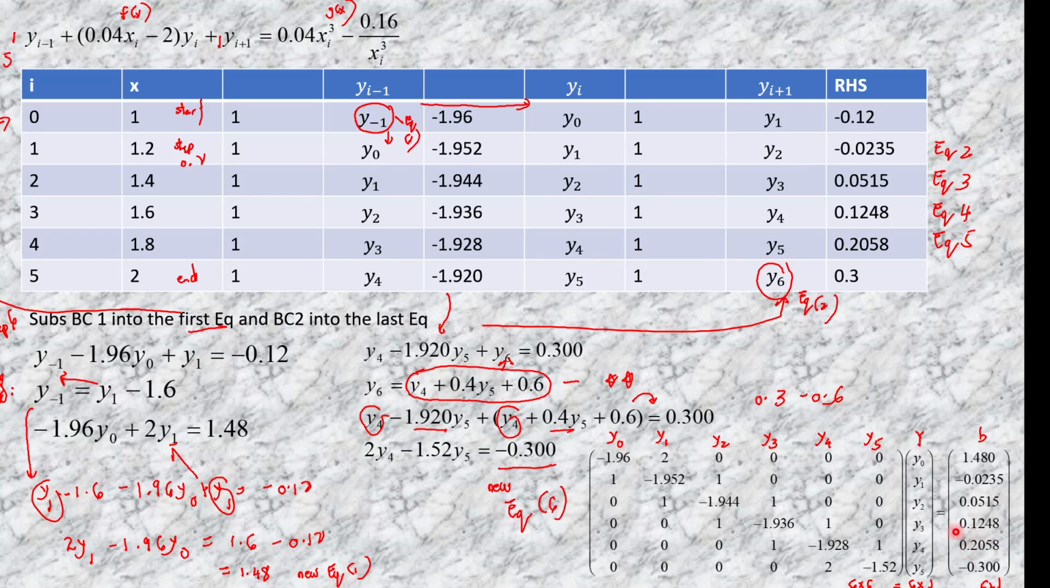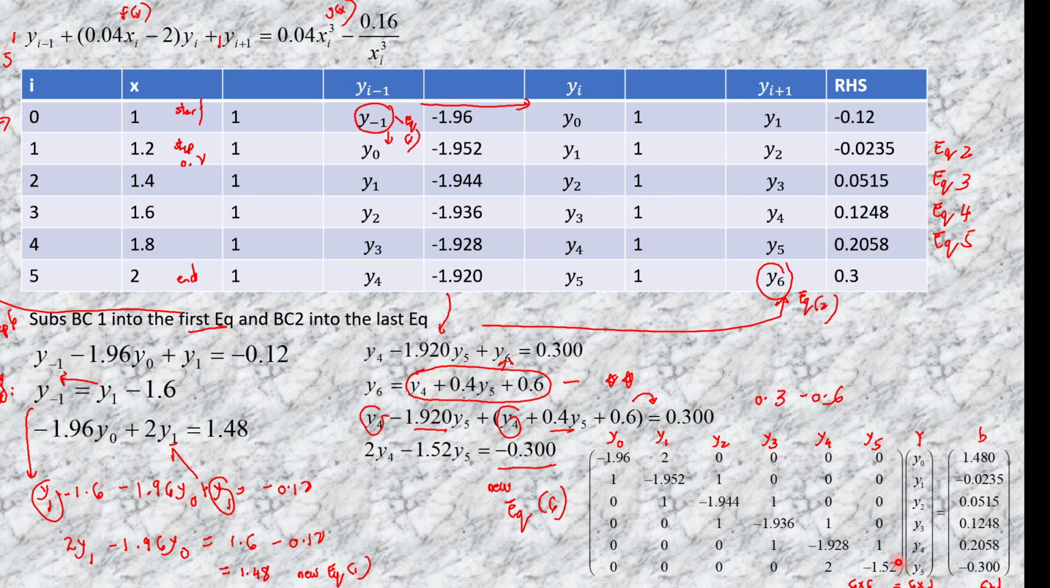Later on, the last equation here, after you plug in the boundary condition, 2y4. So start from 2y4, meaning y0, y1, y2, y3 are 0. From here, 2y4 minus 1.52 y5 equals negative 0.3. So you got a 6 by 6 system.